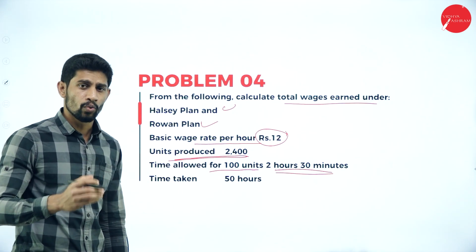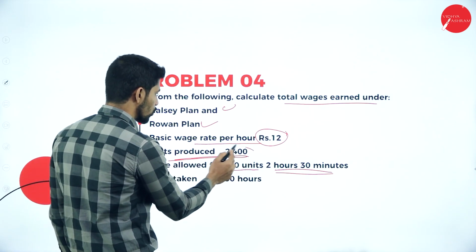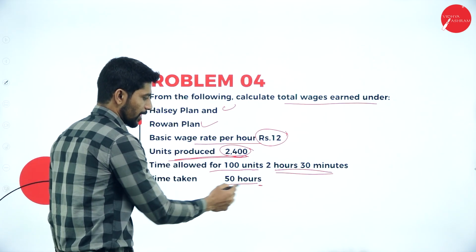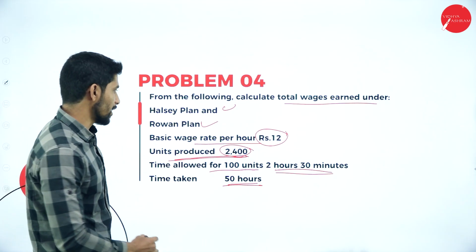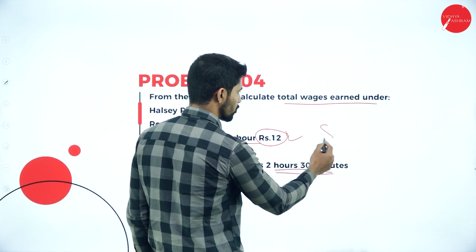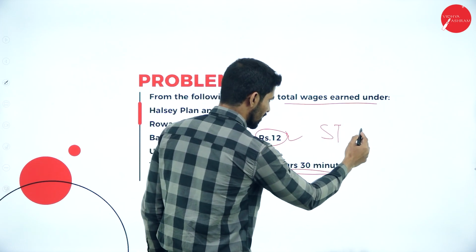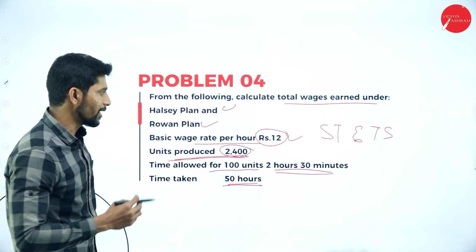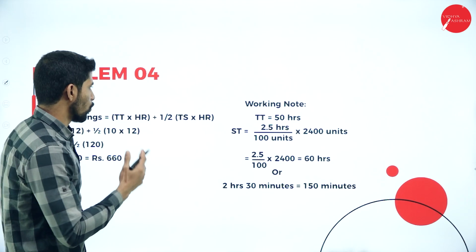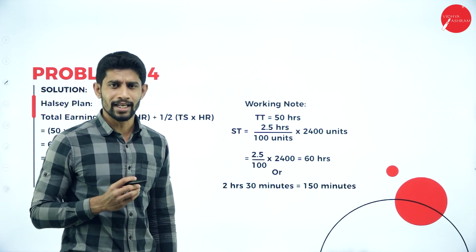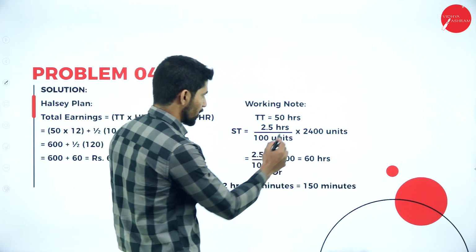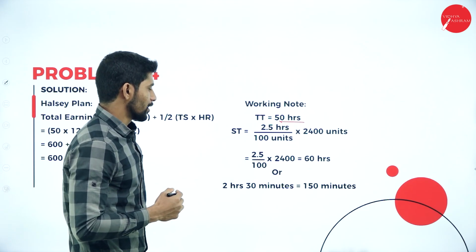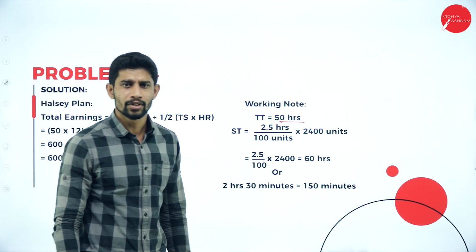If that is the case, what is the time they are giving to produce 2400 units? Next, time taken is 50 hours. So time taken we have and hourly rate we have. Now we have to find out the standard time and time saved. Time taken is 50 hours, it is given. So now find out the standard time. So 2.5 hours.